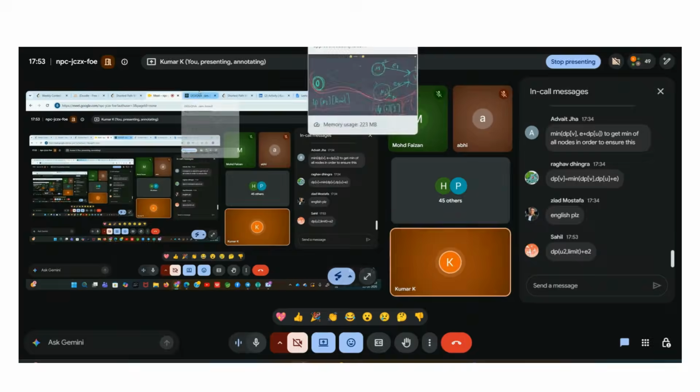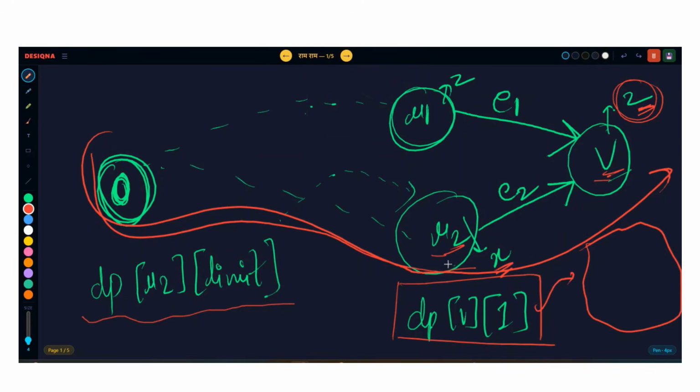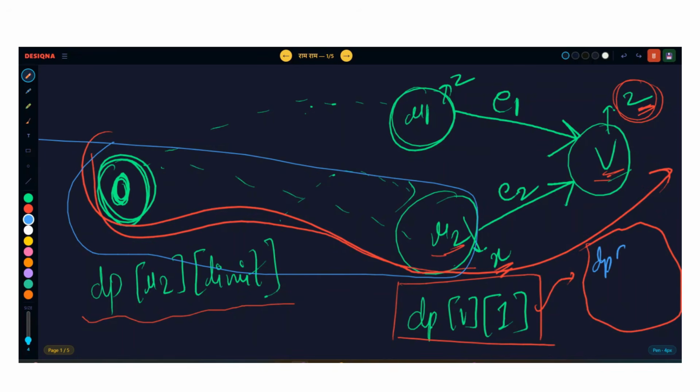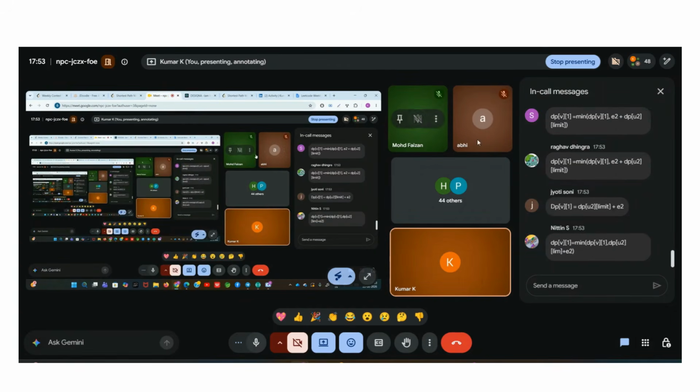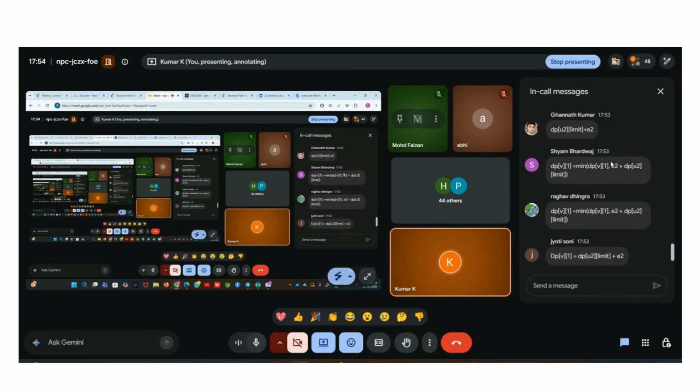It is common sense. I will give you the trick. Just go from 0 to u2 and u2 to v. That's the formula of dpv1. dpv1 is nothing but the best answer from 0 to u2, which is dpu2 limit, and from u2 to v plus e2. So dpv1 is dpu2 limit plus e2. That's it. Clear? You understand that, right?